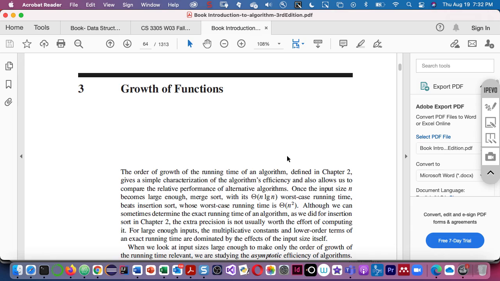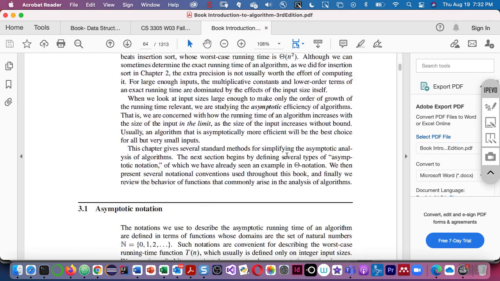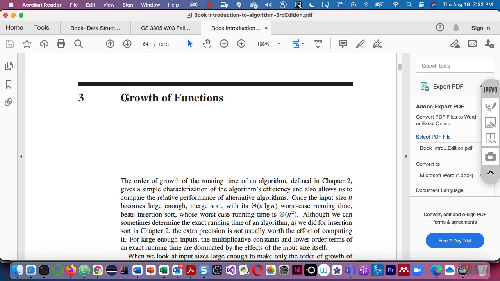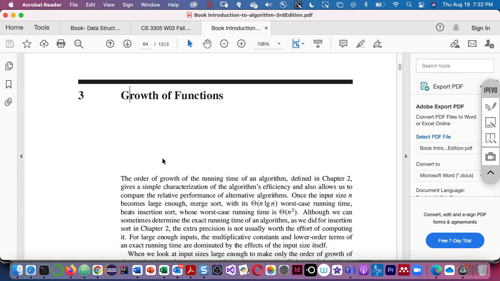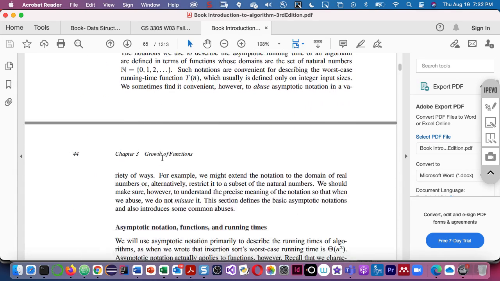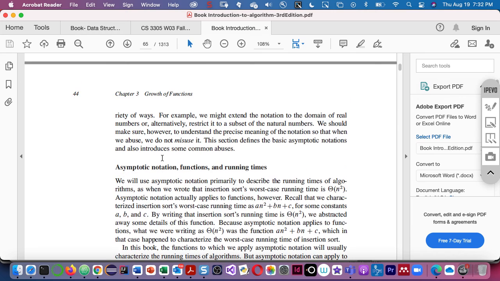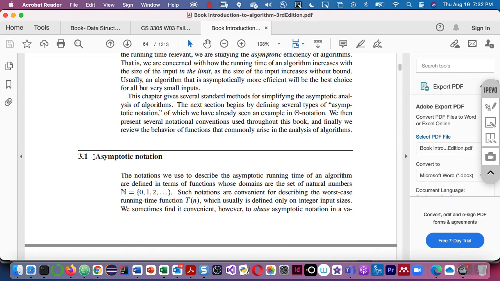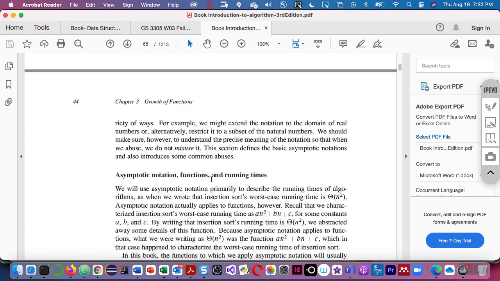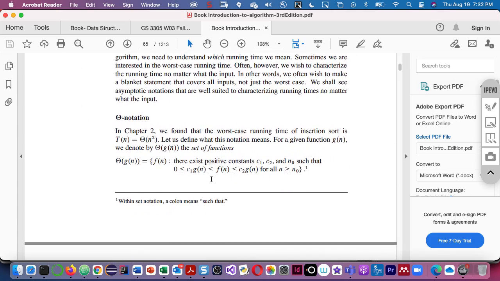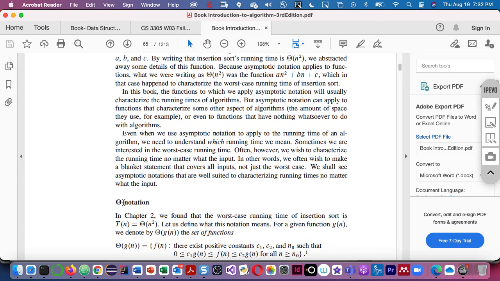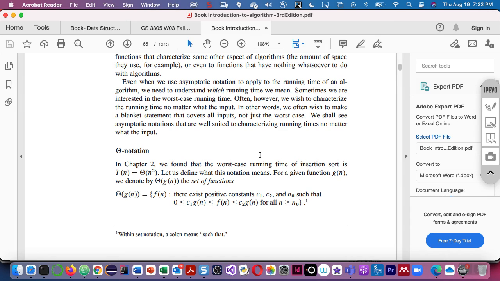Now I would like to give you some homework to study. Go to chapter 3 and try to read it. Asymptotic notation means assuming a very large n, approaching infinity, what will be the time complexity of an algorithm? If we understand that, then we will understand big O notation, which is for the worst case.